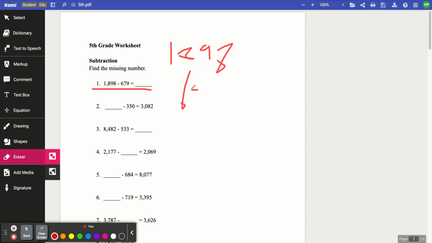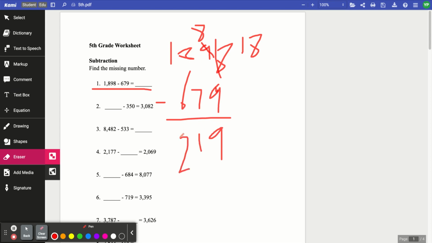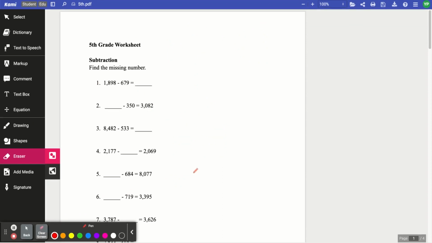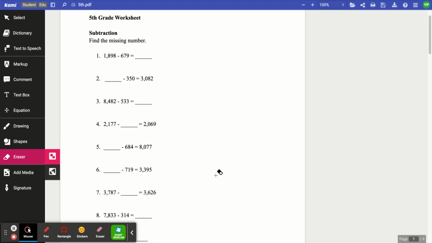So you just do that, and then you do minus, and it goes 8 minus 9. You can't do that, so you borrow from your neighbor, and then this becomes 18, and then you do 18 minus 9 equals 9, 8 minus 7 equals 1, 8 minus 6 equals 2, and 1 minus 0 equals 1. So the answer is 1219. That's the first type of problem, and that one's pretty easy.